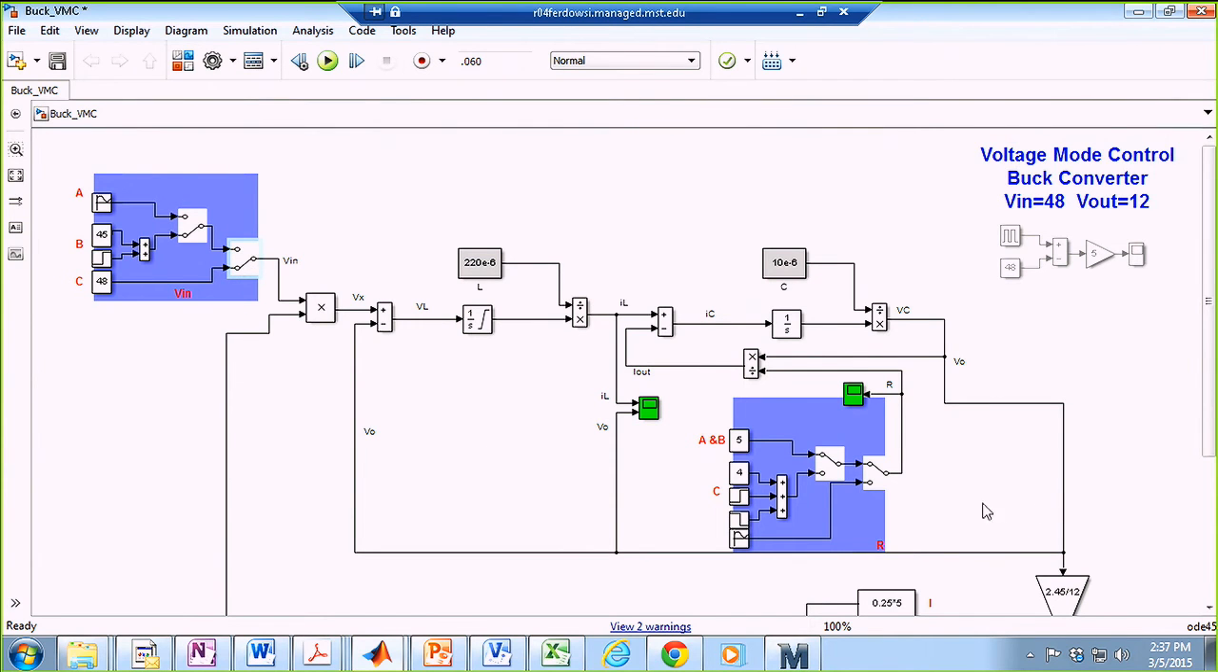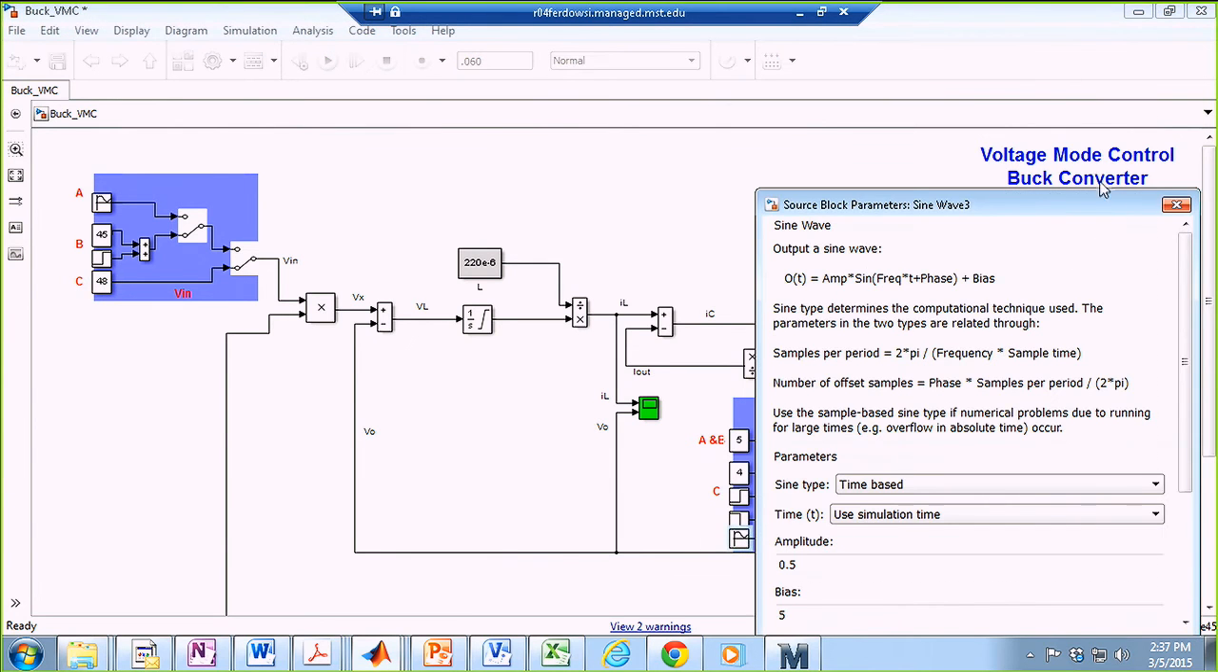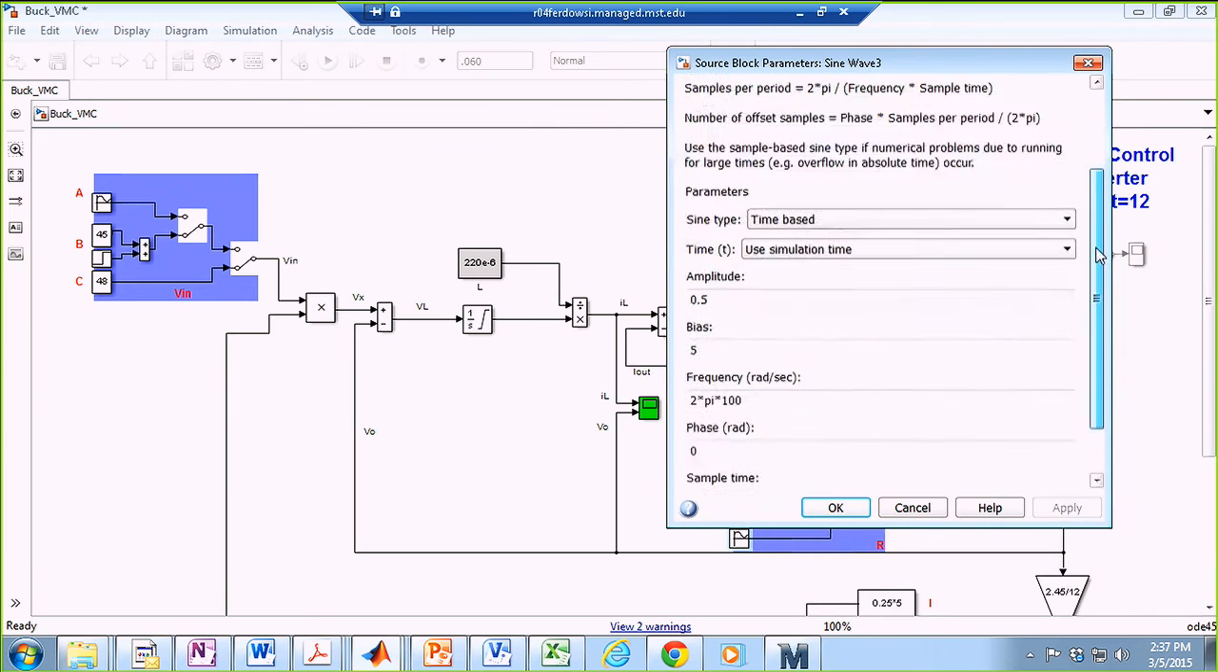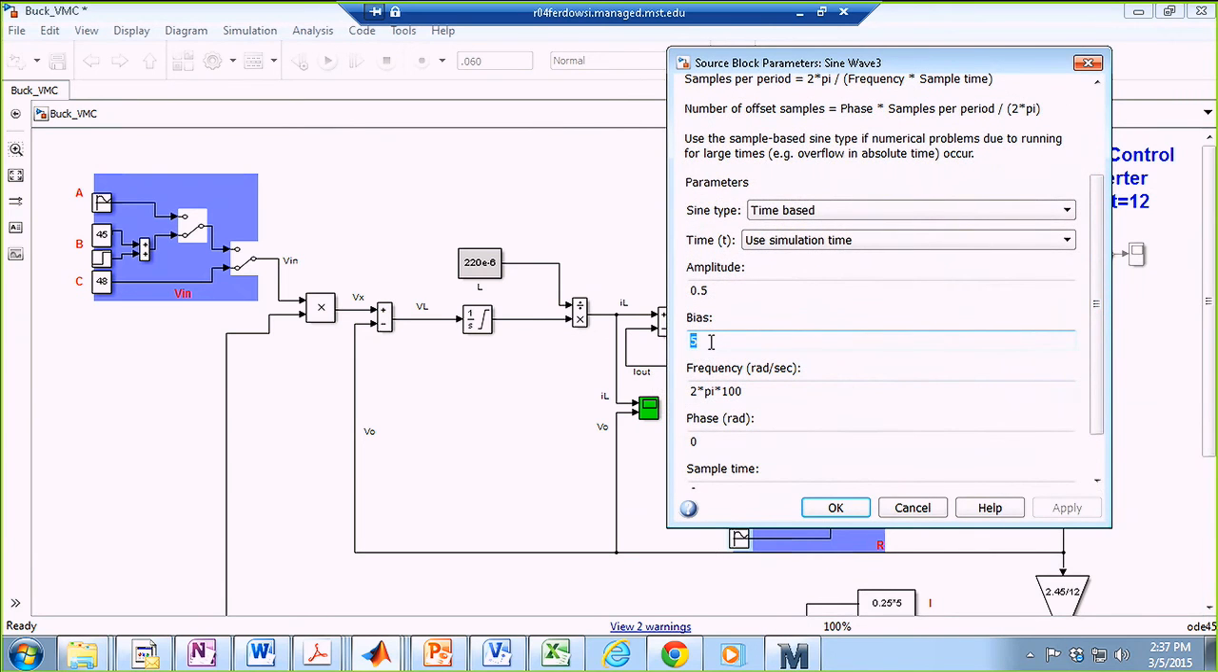What about the load? Now I'm not changing the input voltage anymore, just set it at 48. And instead, I am changing my load resistance. Let's say for a weird reason, my load on average is 5 ohms, but with a frequency of 100 hertz, it's fluctuating between 4.5 and 5.5 with an amplitude of half an ohm.